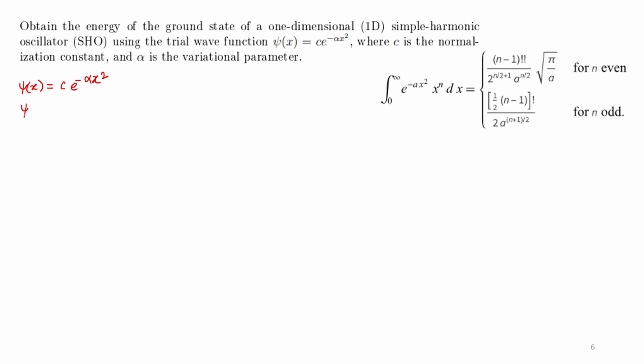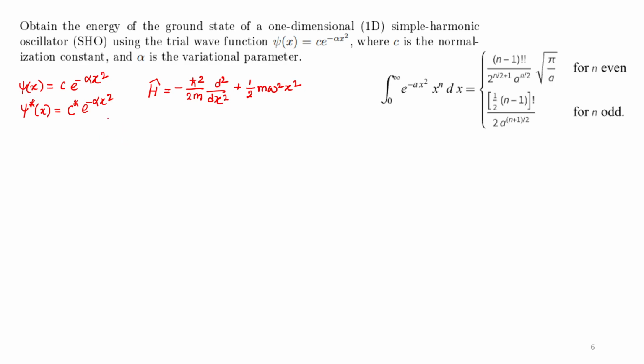What is the complex conjugate of this? That is going to be c star e to the power minus alpha x square, right? There is no imaginary term. And one more thing, what is the Hamiltonian for a one-dimensional SHO? First, the kinetic energy term, so minus h bar square by 2m d2 dx2, plus half m omega square x square.